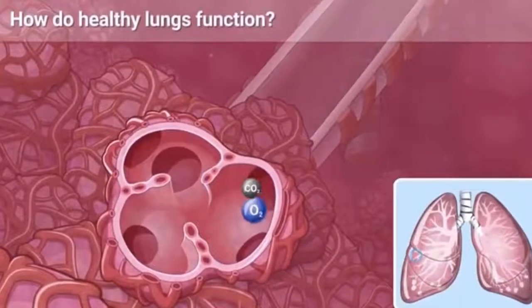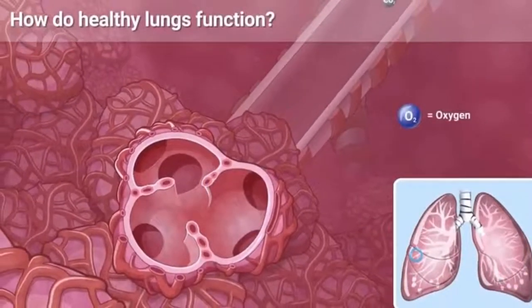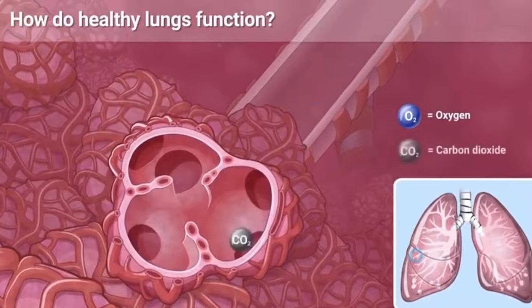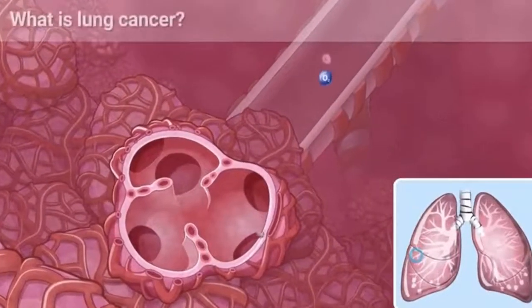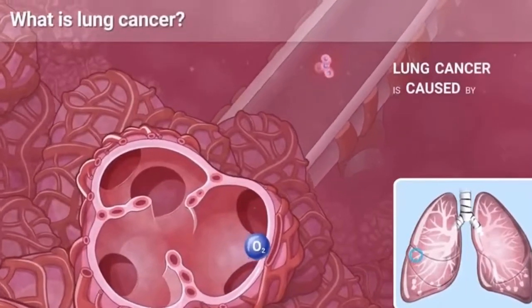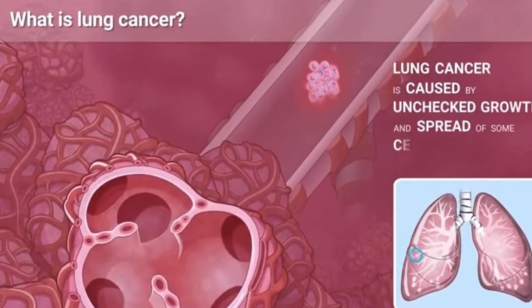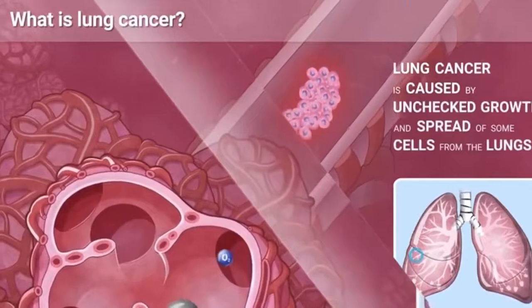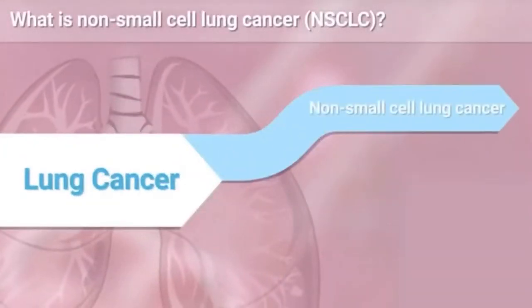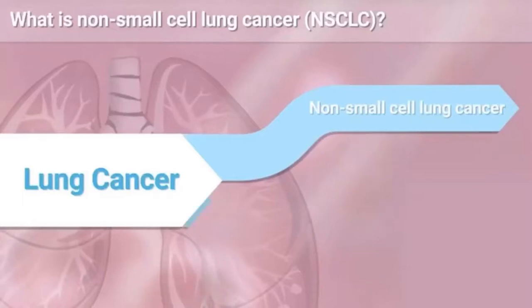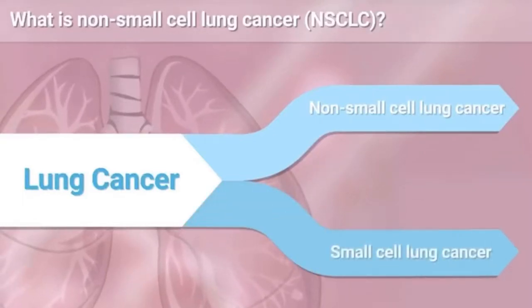When you inhale, the lungs transfer oxygen from the air to your blood. They also take carbon dioxide from your blood and get rid of it when you exhale. Lung cancer is a disease caused by the unchecked growth and spread of some cells from the lungs. Non-small cell lung cancer is one of 2 major types of lung cancer. The other one is small cell lung cancer.